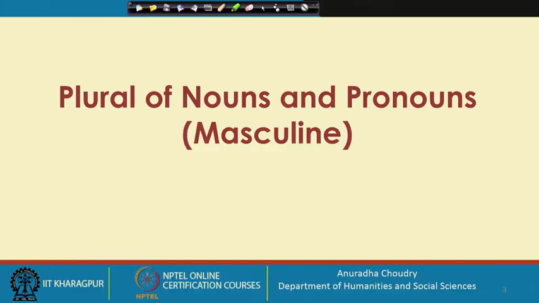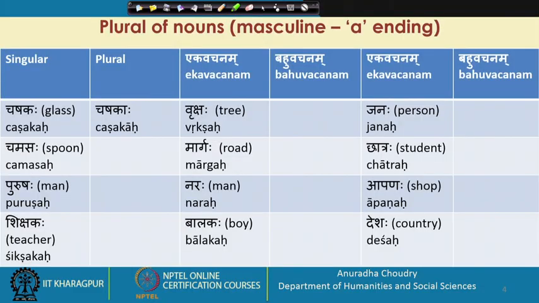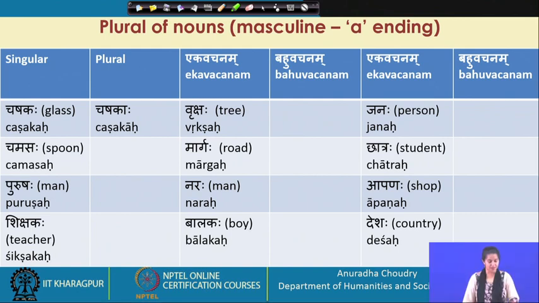Great. Now let's look at some words and see how they are written. So we have chashakaha, chashakaha. Now will you try? Chamasaha, chamasaha. Very good. Purushaha, purushaha. Very good. Shikshakaha, shikshakaha. Vrikshaha, tree, vrikshaha. Margaha, margaha. Naraha, naraha. Balakaha, balakaha. Janaha, janaha.